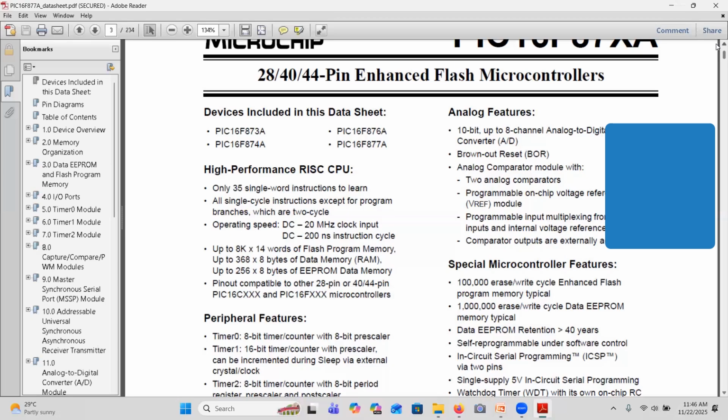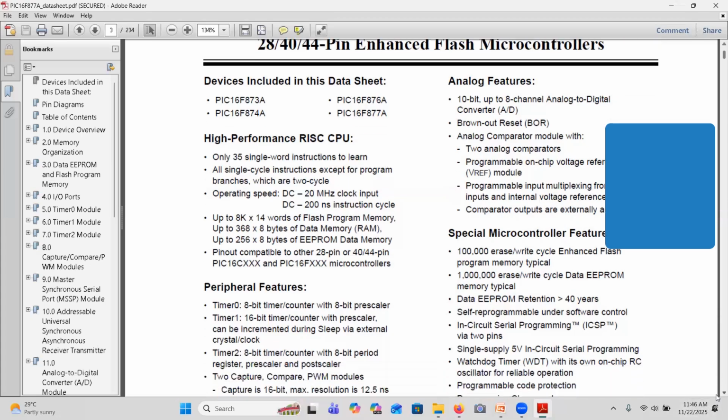Analog comparator module with 2 analog comparators, programmable on-chip voltage reference module. So there are 2 analog comparators also. You can compare 2 analog signals here. And then programmable on-chip voltage reference, V reference module, programmable input multiplexing from device inputs and internal voltage reference. And then comparator outputs are externally accessible. These are the analog features that we have.